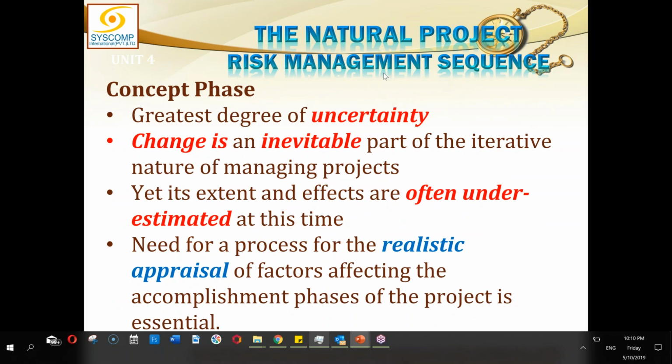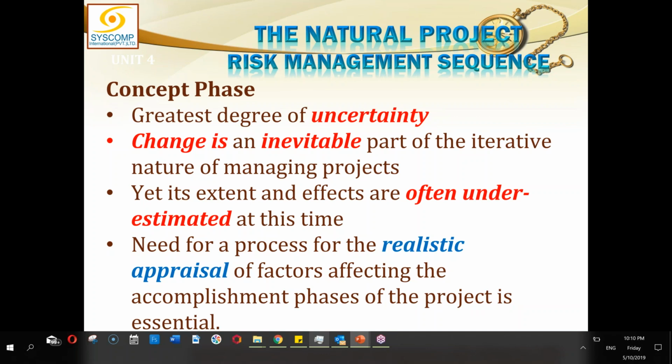So what is the natural sequence of project risk management? First of all is the concept phase. This is not according to PMI, but I am just telling you how things come into being. In the concept phase, we have the greatest degree of uncertainty. When we are at the beginning of the project, we know nothing about what will happen to us, right? So the level of uncertainty is greatest at the beginning of a project.